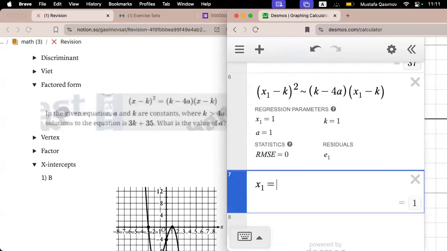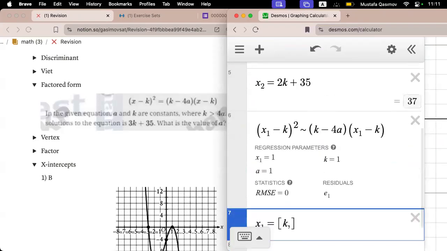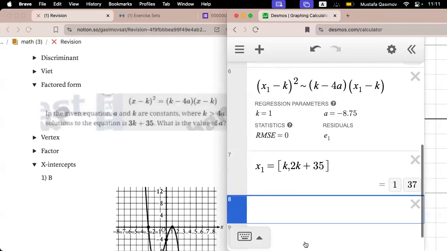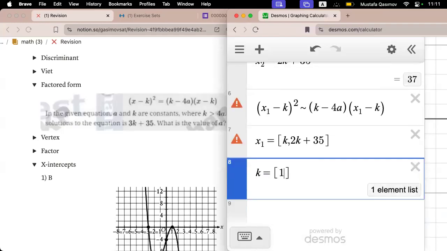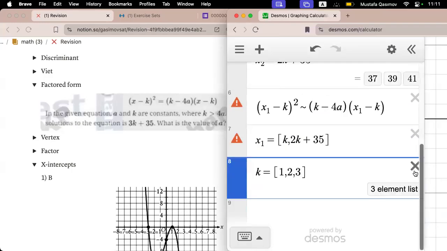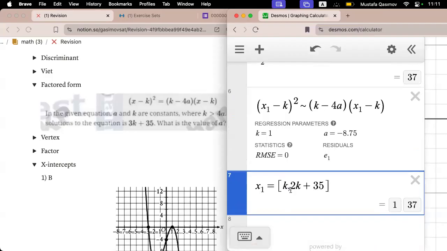Let's say x1 is equal to k and 2k plus 35, and you will get the answer here too. But again, it's better to write here k is equal to 1, 2, 3. Okay, you don't need to write here k is equal to 1, 2, 3. Any question?